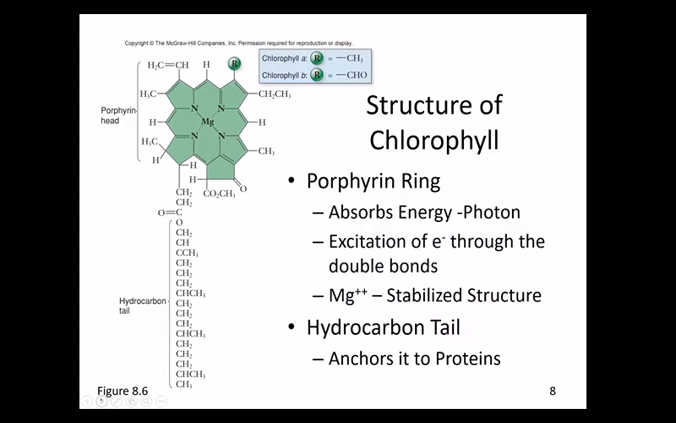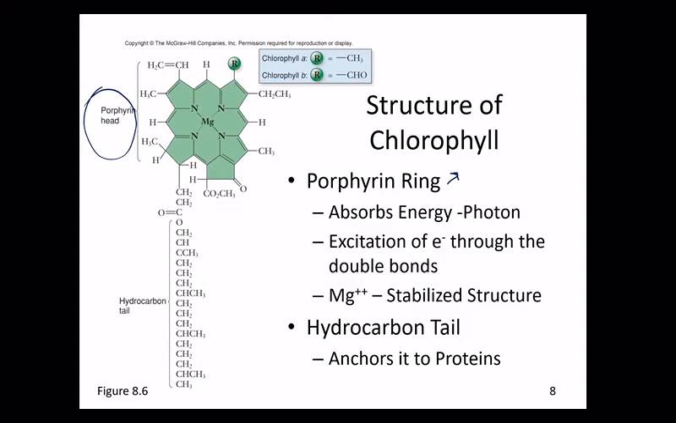And so we can break chlorophyll's structure into two parts. The first is the porphyrin ring, okay, and that's up on the top. And the porphyrin ring is going to be the area that actually absorbs light. Notice the double bonds that are present in it.